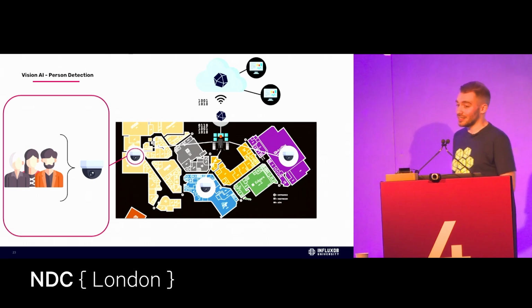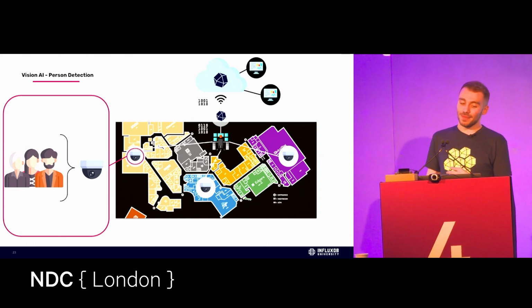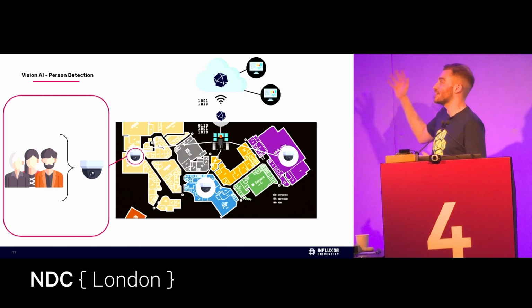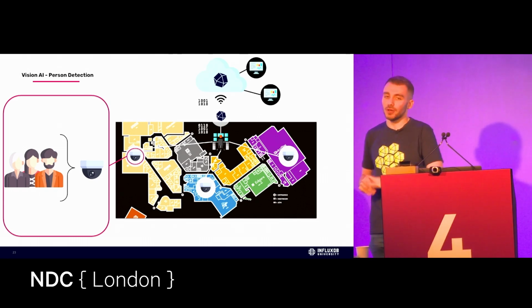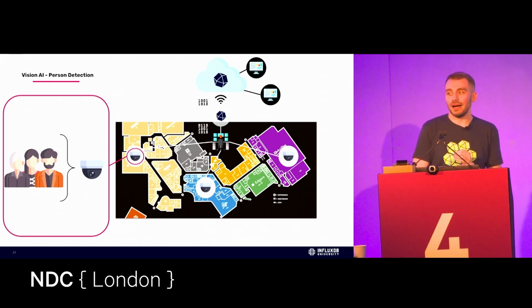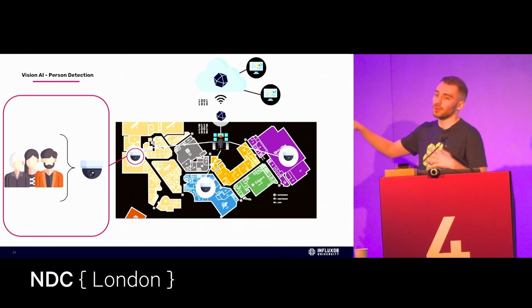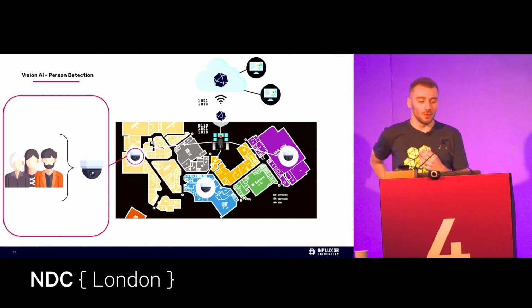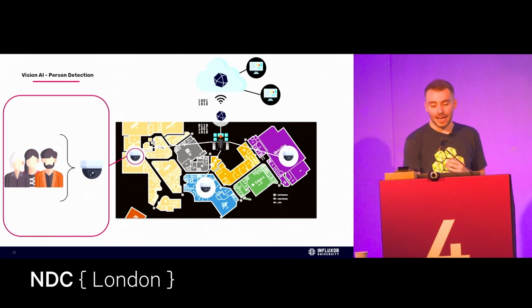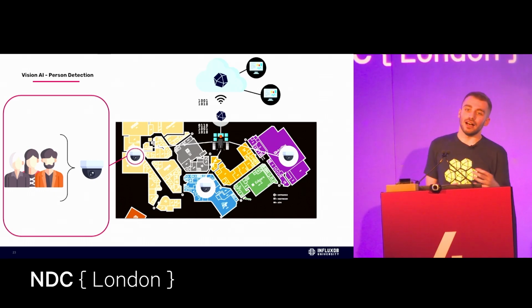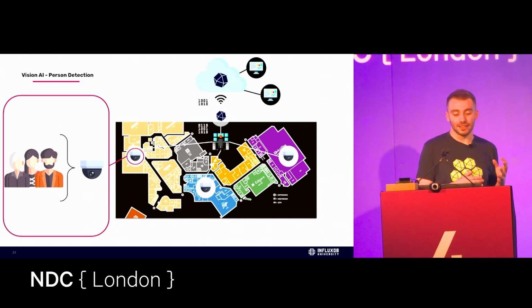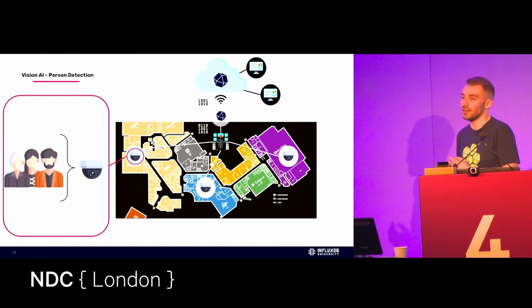The second use case, which I'm hopefully going to demo for you today, is Vision AI person detection. The idea here that someone asked us to do was, suppose we had a shopping mall and we wanted to count or evaluate the number of people within the room. So the idea is to set up a Vision AI pipeline and then ingest that data directly into InfluxDB.